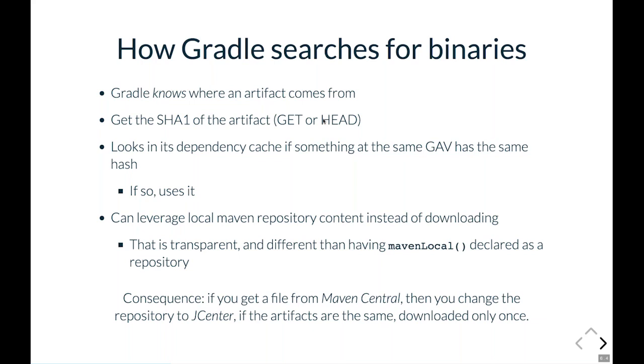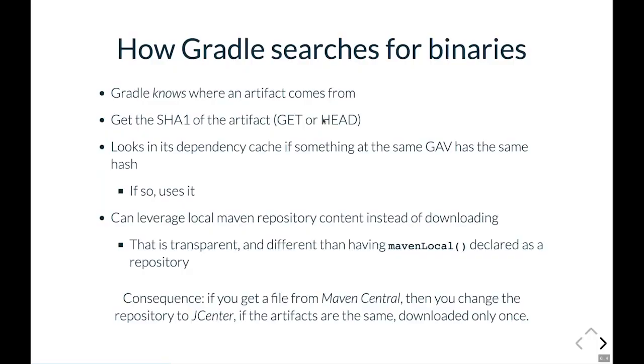By the way, Gradle will leverage Maven Local for doing file copies over internet downloads. This is not the same as declaring Maven Local. This is something that happens transparently and is only done if the hash of the file matches what's requested. So it's just a performance optimization.